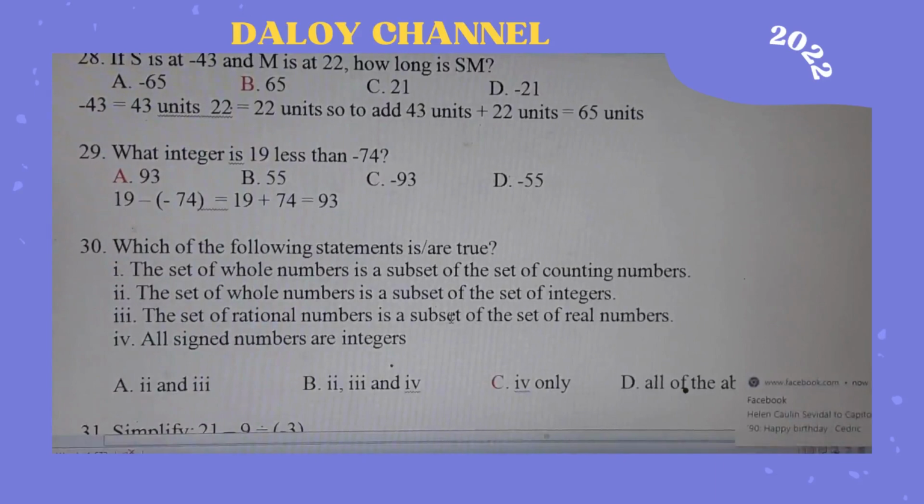Number 30. Which of the following statements is true? The set of whole numbers is a subset of the set of counting numbers. The set of whole numbers is a subset of the set of integers. Third, the set of rational numbers is a subset of the set of real numbers. And the fourth option: all signed numbers are integers.